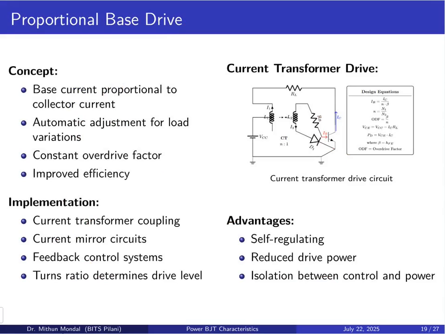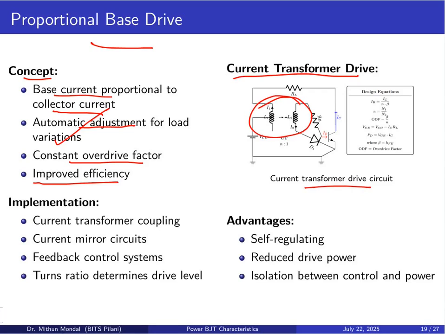So this proportional base drive concept is where the base current is proportional to the collector current, and there is automatic adjustment for the load variation. You will have a constant overdrive factor, and this will improve the efficiency. Here you have the current transformer drive network, which is shown. This is your transformer in the ratio of n:1, connected with the diode and the BJT.